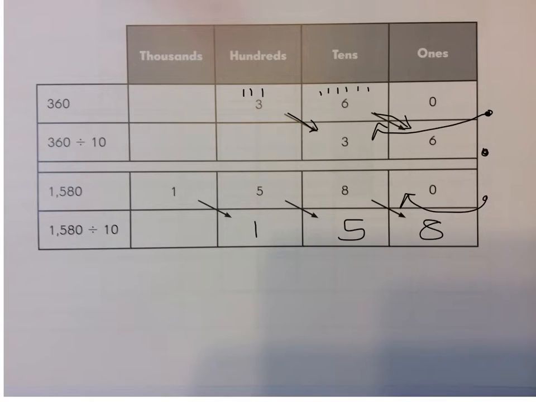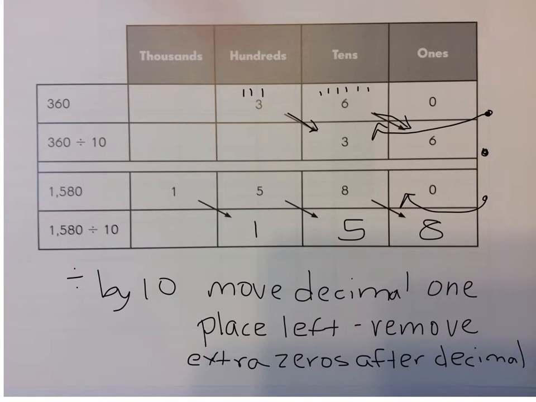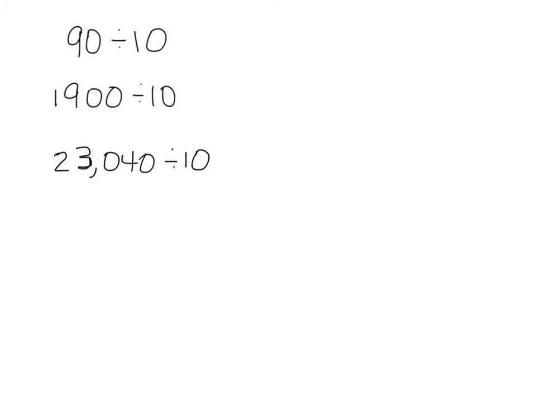So to divide by 10, you move the decimal one place left, and then you remove the 0 because zeros after the decimal aren't necessary. So there's 2 ways to think about dividing by 10 if the number ends in zeros. Dividing by 10 is 1 power of 10, so if there's 1 zero here, you knock off a 0 here.